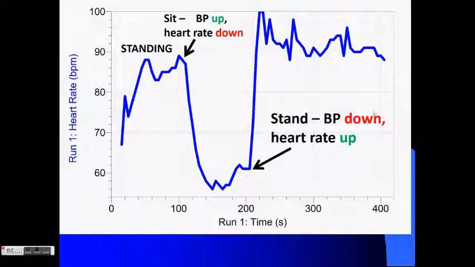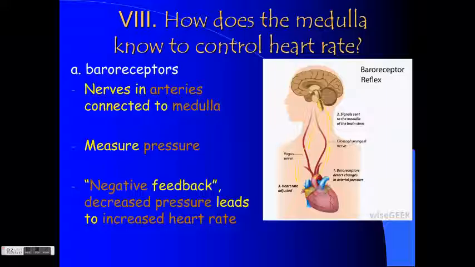So here I am sitting, and then I stood up, my blood pressure goes down, and my heart rate shoots up real fast, and then starts to level off. The reason why you would want your heart rate to increase in this case is that if you have a low blood pressure situation, then the blood's not getting to areas of the body that are going to need oxygen, in particular the brain.